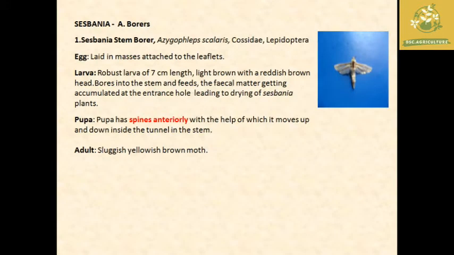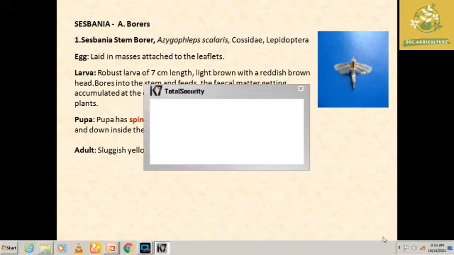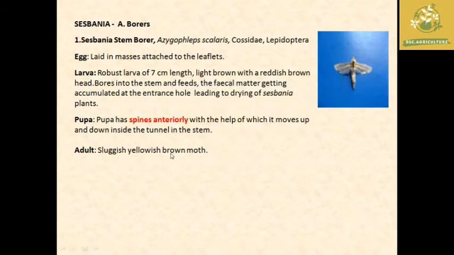The first one we are going to see is Sesbania, and the first pest is the borers. So we can first see about the Sesbania stem borer. The scientific name is Azygophilus scalaris, the family is Cossidae, and the order is Lepidoptera.